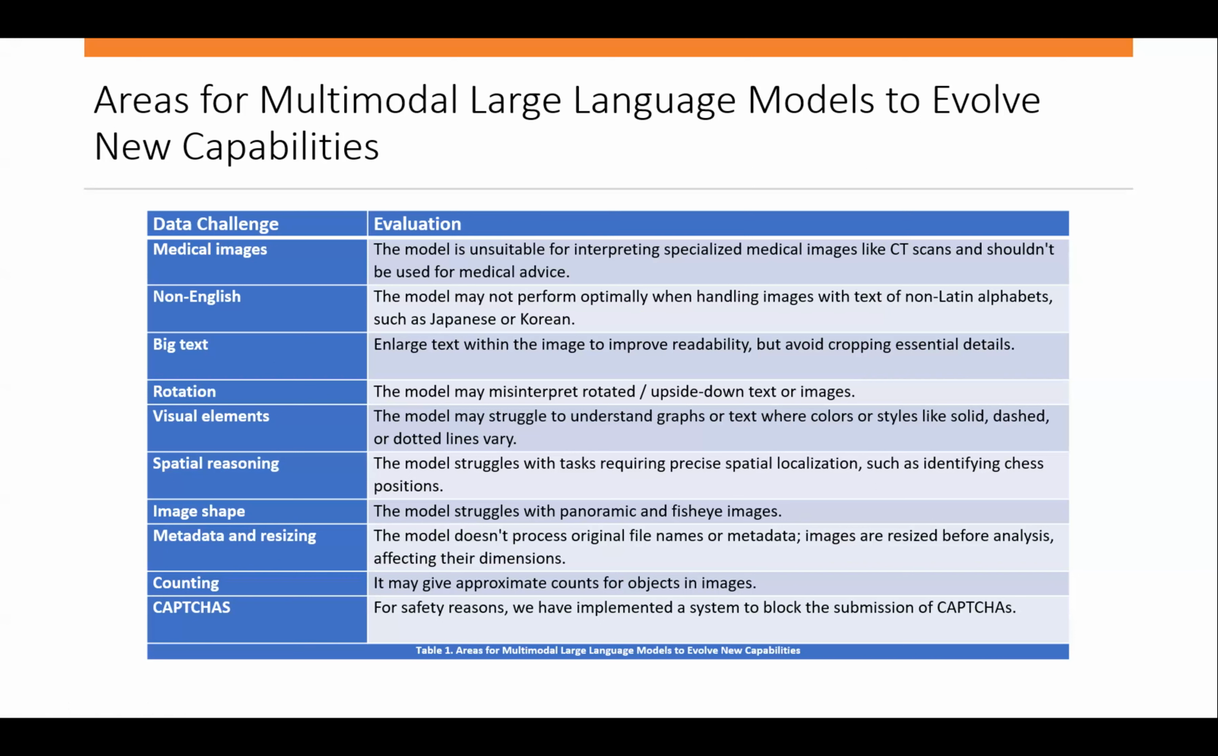And then finally, the visual elements, fine detail, I mentioned already. It may not try to preserve the order of the patches in the image, particularly when you get to graphs or text where colors or styles matter. Think about if I want to give it a scientific paper and ask it to reverse engineer the data behind the chart. That would be a typical question, and that can still be challenging.